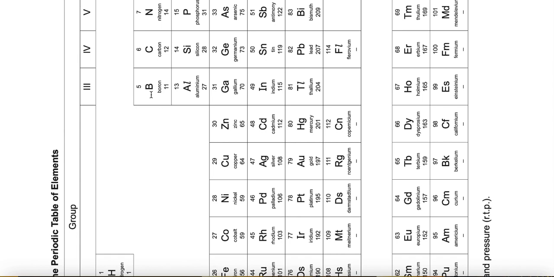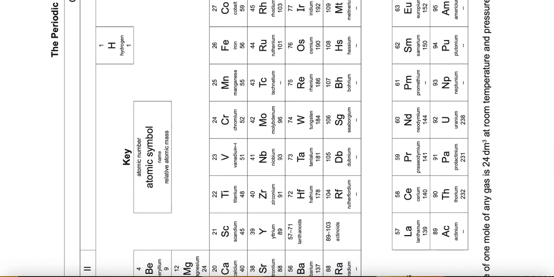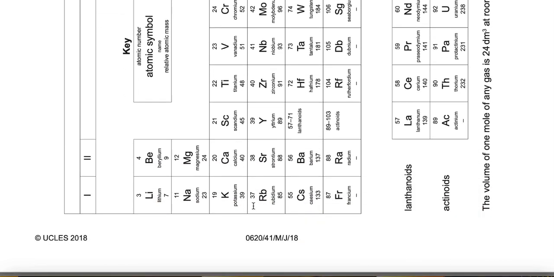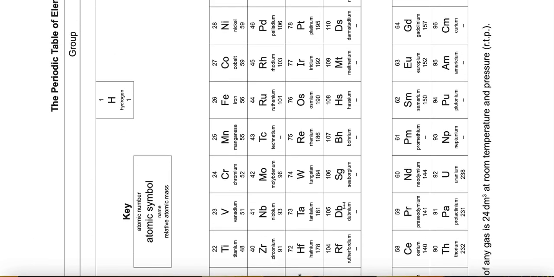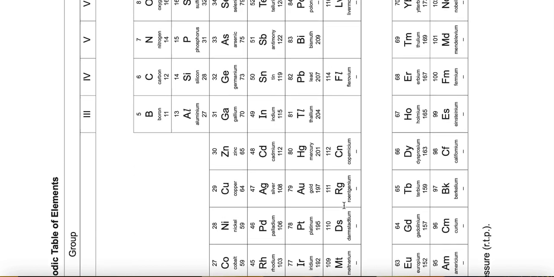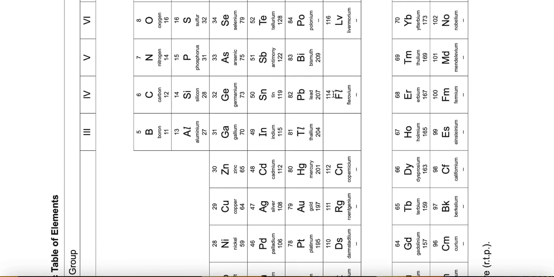Period 2 is this one. Period 3 is this one. Period 4 is this one. Period 5 is this. Period 6, period 7. So see period 7. Let's scroll. 114. See flerovium. It's in period 7.